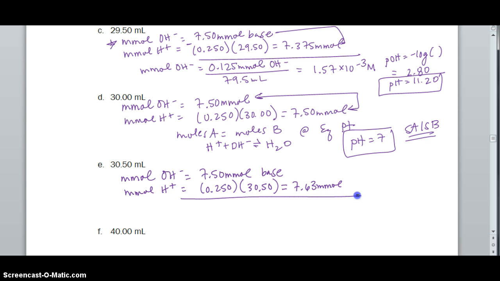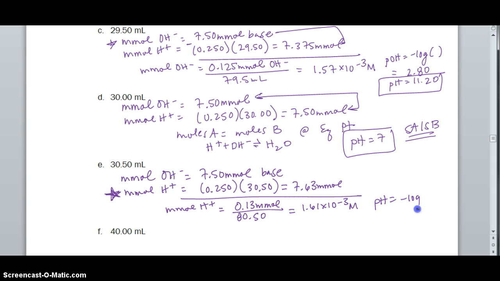Okay, so now who's in excess? We have 7.63 of the acid, only 7.5 of the base. So the millimoles of H plus is in excess. So now this guy's winning, right? So if I want to find the pH, I take the difference in those two. So I get 0.13 millimoles of H plus. Don't forget to divide by the total volume. So 80.5. We get a concentration of H plus now to be equal to 1.61 times 10 to the negative third molar.